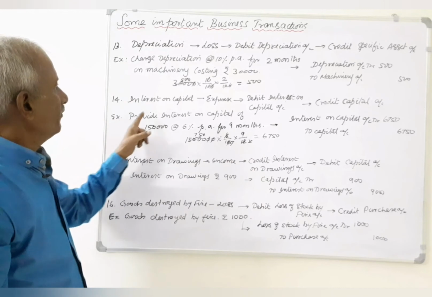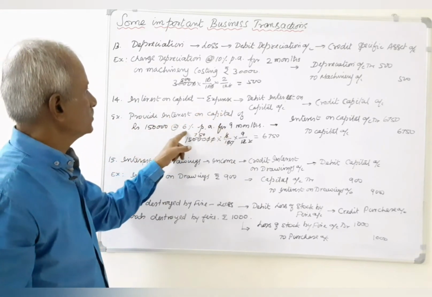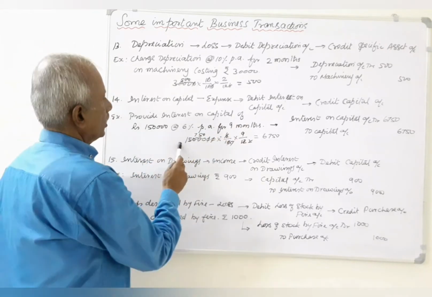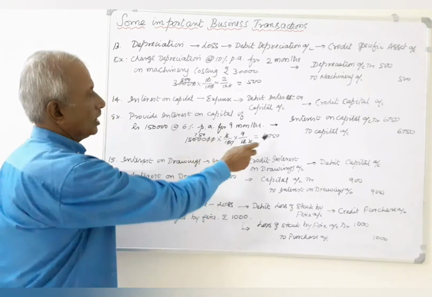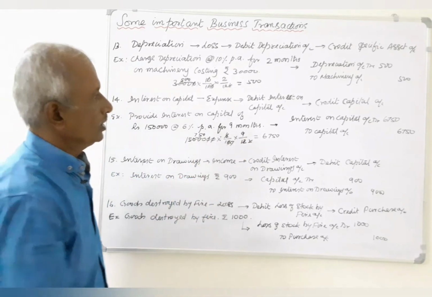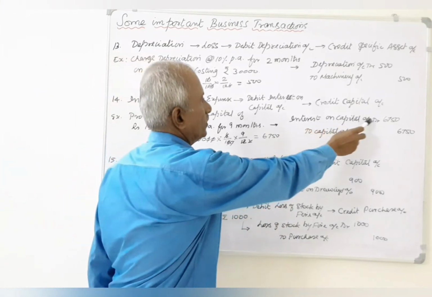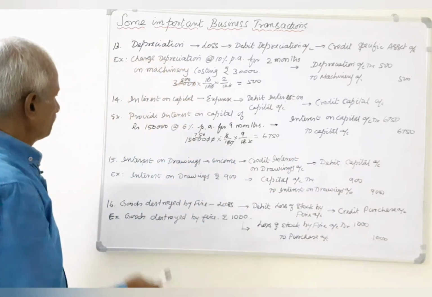Example, provide interest on capital of rupees 1,50,000 at 6% per annum for 9 months. So you calculate capital amount percentage into months comes to 6,750. So it's a loss. Interest on capital account debtor 6,750 to capital 6,750.